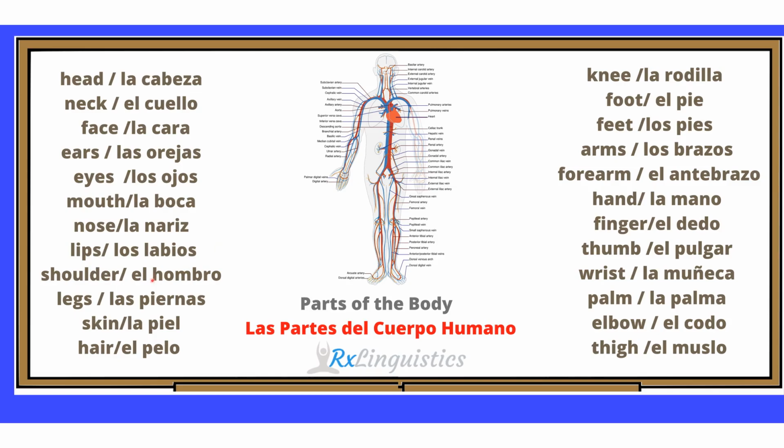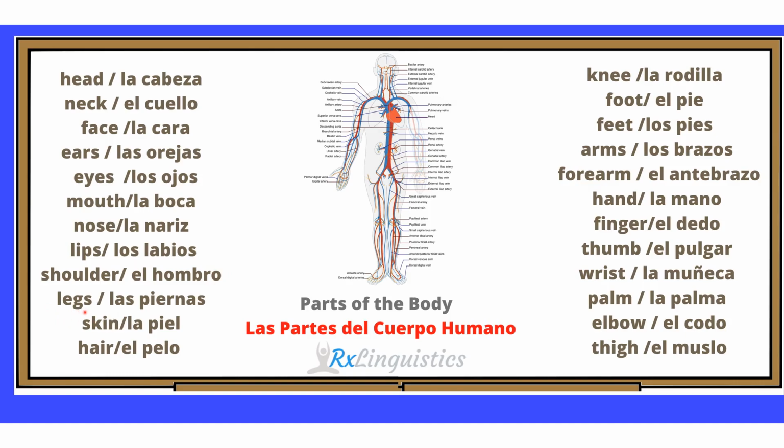Shoulder. El hombro. El hombro is different from el hombre. El hombre is a man, and el hombro is shoulder. So do not confuse them. There is only one difference here. This one ends in O, but el hombre ends with E. So they are easy to confuse. So shoulder is el hombro, and a man is el hombre, and the woman is la mujer. Okay, so please don't confuse el hombro with el hombre.